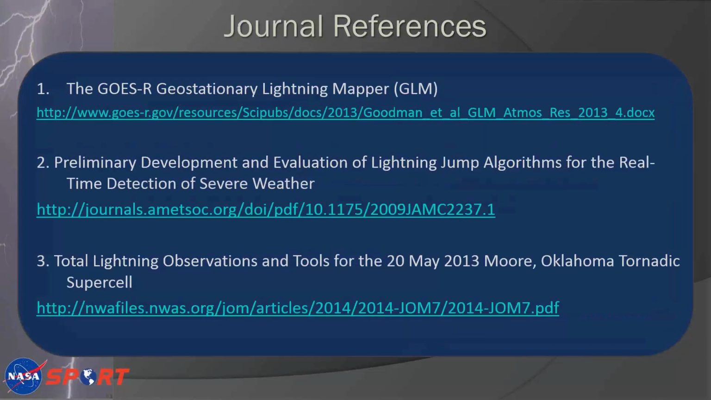A lot of the work that we've been talking about has journal references. I'll talk about the Geostationary Lightning Mapper in that first reference. Others look at some of the lightning jump algorithm details for severe weather, and also a case looking at some demonstration GLM data for the May 20th tornado in Moore, Oklahoma, and how that might integrate with current operations. That's just a snapshot of journal articles, but please feel free to look at the references in there, and they provide more information as well.